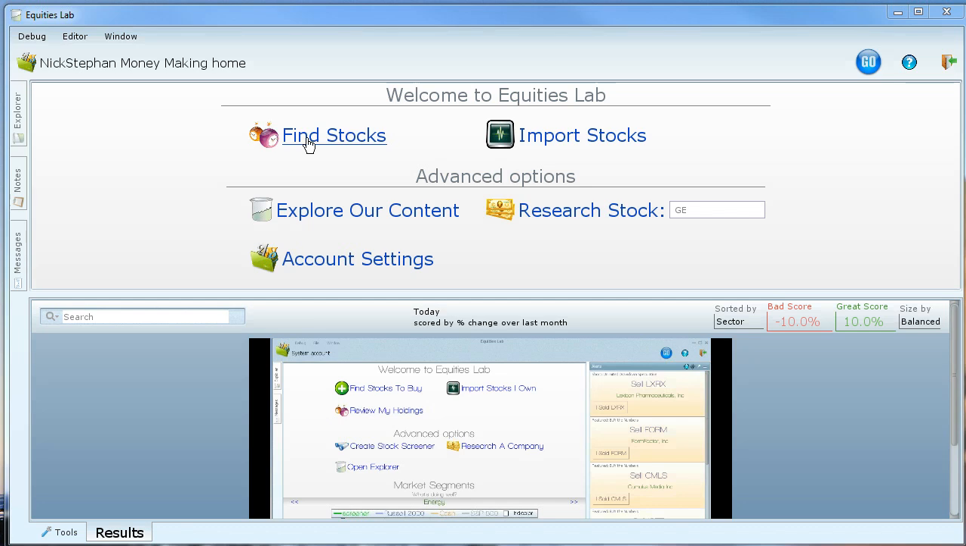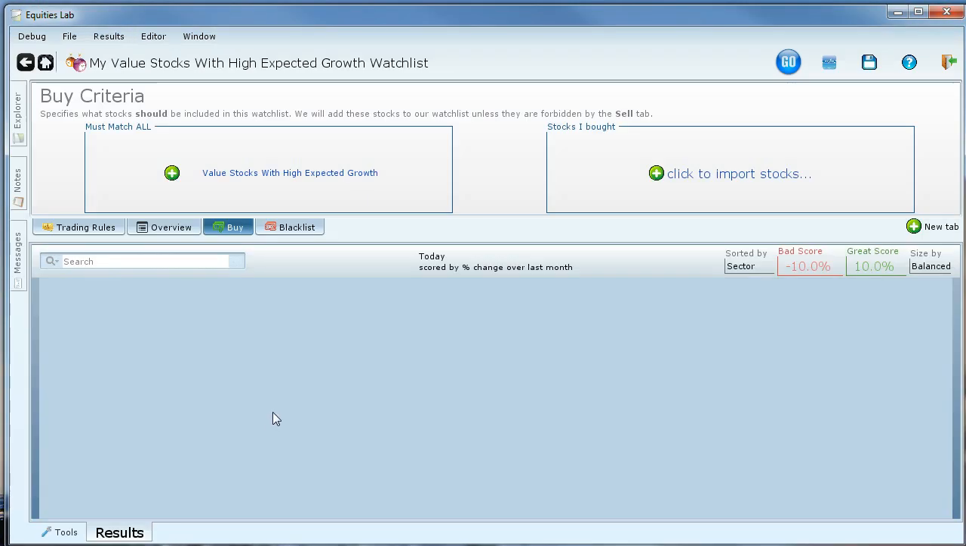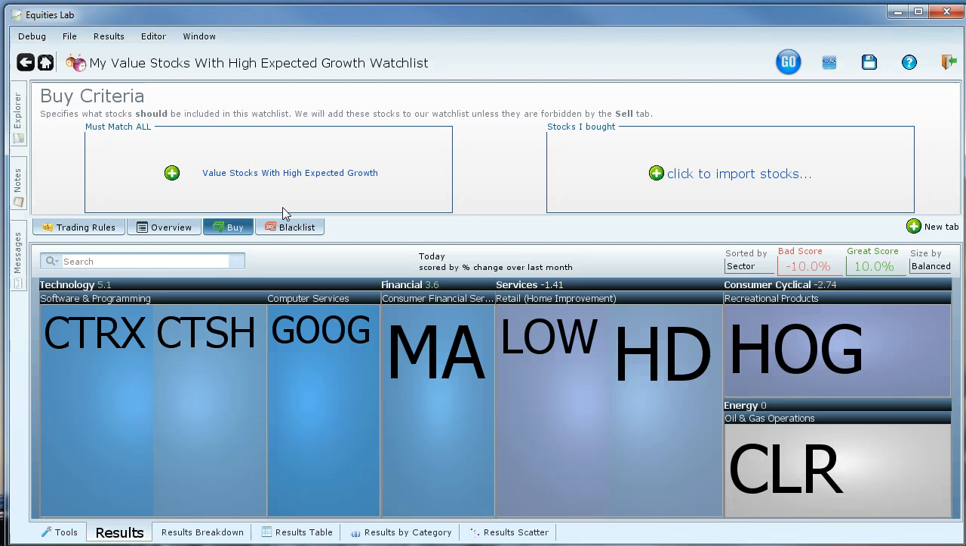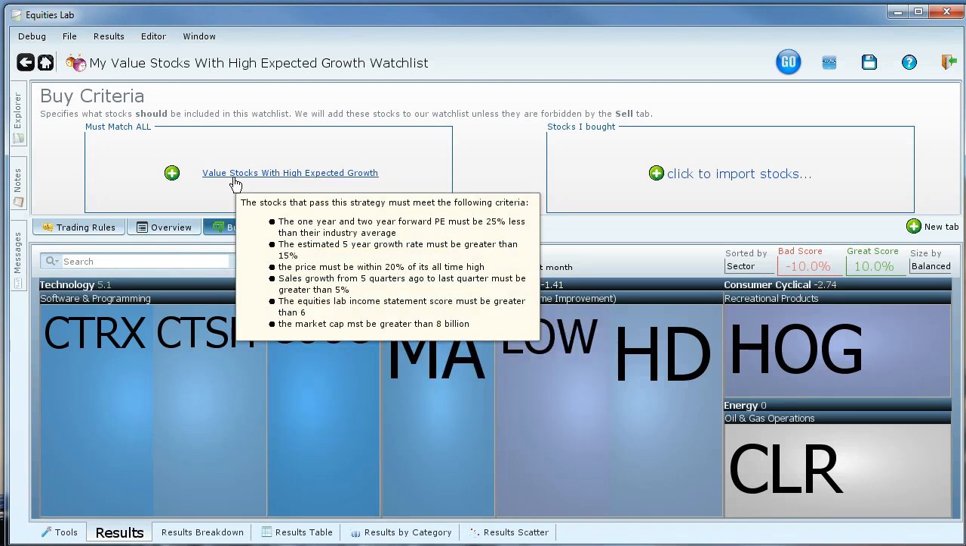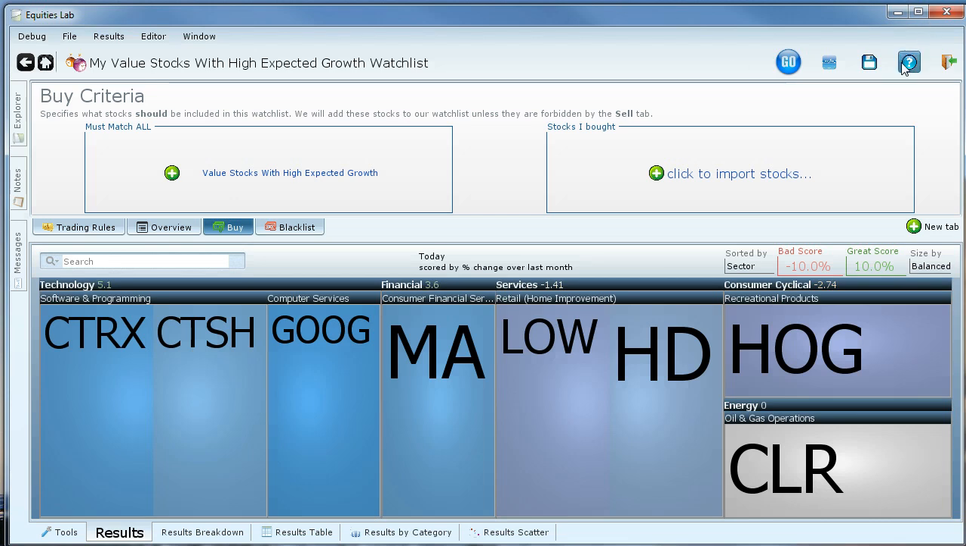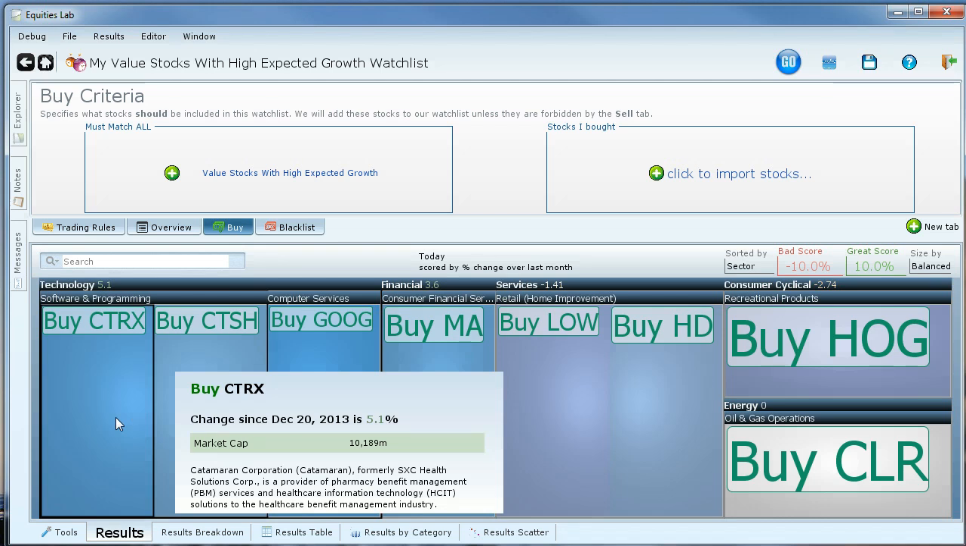The first thing I'm going to do is create a watch list based on one of our market-beating screeners. I chose the strategy value stocks with high expected growth. And notice how it shows up in this buy tab. Now I'm going to save this watch list and I'm going to get a wall of buy suggestions. Now we have plenty of information available to help lead you to a buy or not buy decision.